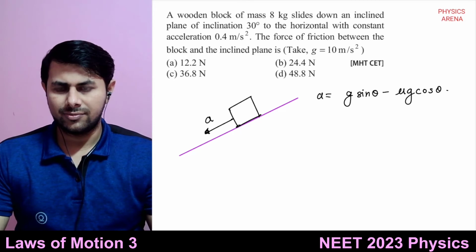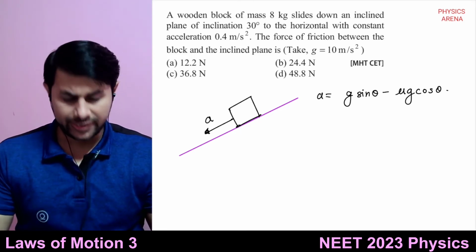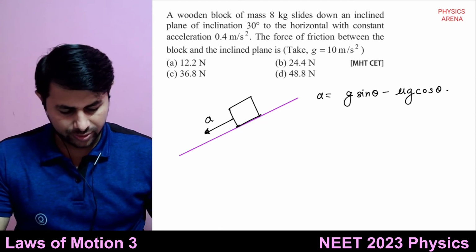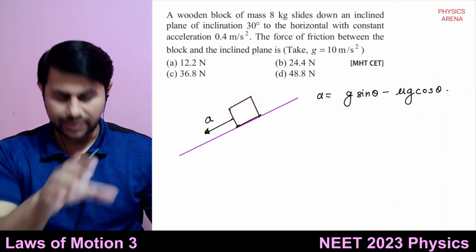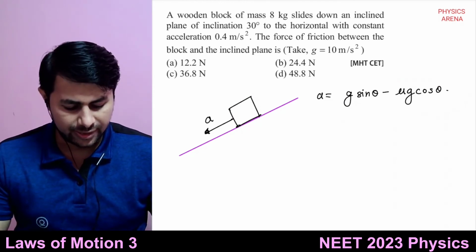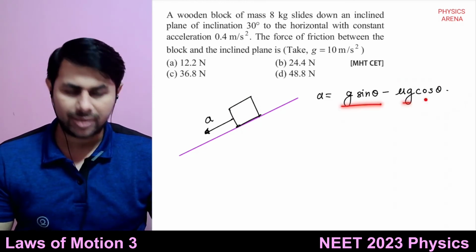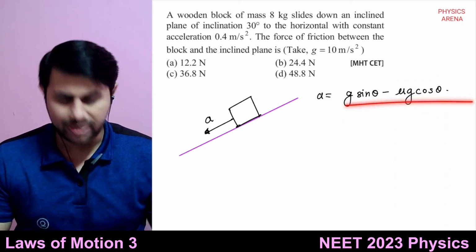Yes, no? Okay, Sanjay, we saw this yesterday. So you have to remember this. When there is a block sliding down an inclined plane, what is its acceleration? The g sin theta minus mu multiplied by g cos of theta. We will not derive it again and again. We will just remember this formula.